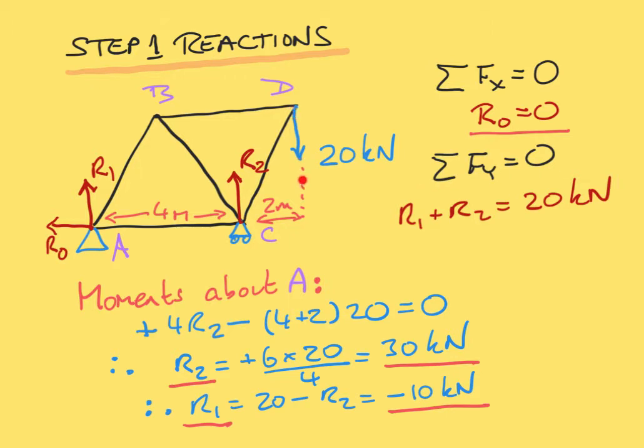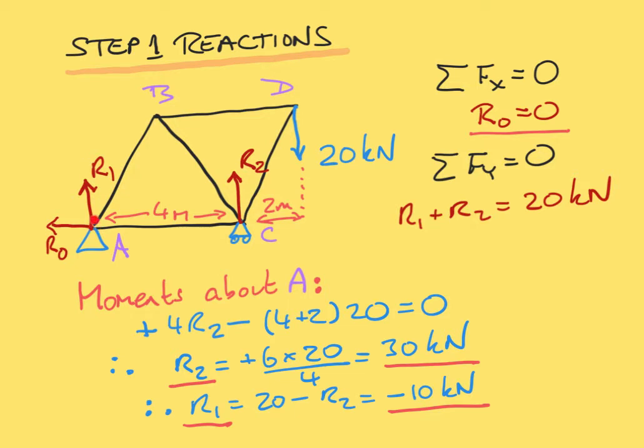This is 20 kilonewtons downwards. The sum of these two forces must therefore be 20 kilonewtons upwards. To work out how this is divided between them, we take moments about a point. In my opinion, the simplest point to choose is about A.